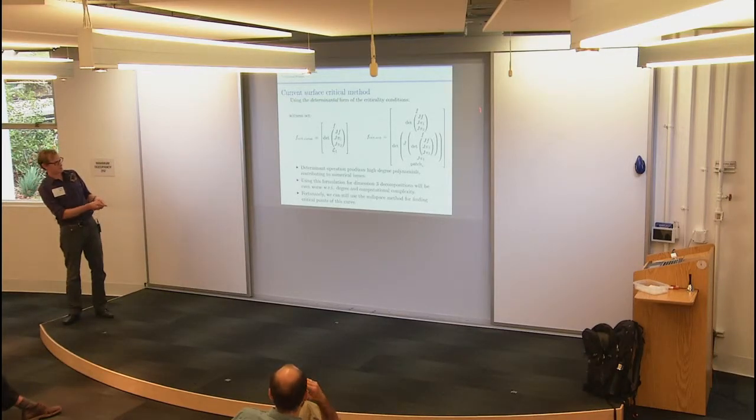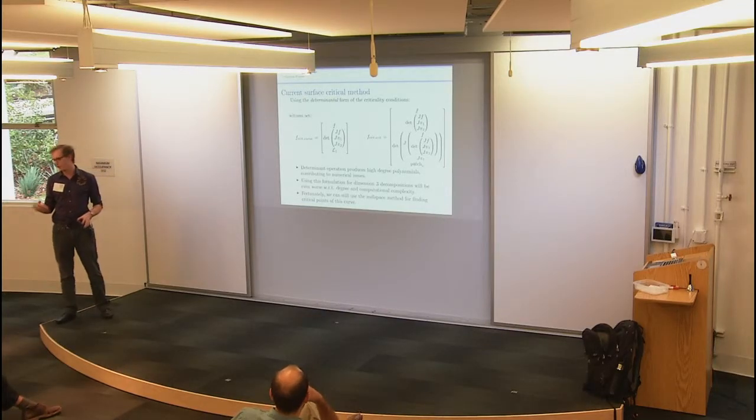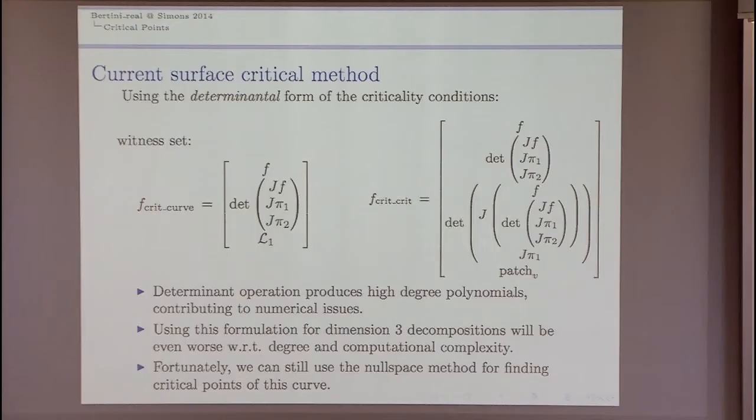So this equation right here, to me, suggests the recursive nature of the algorithm if I wanted to decompose a threefold. And then I would have determinant of Jacobian of determinant of Jacobian of determinant of Jacobian, which I don't think my computer is up to solving. So we're going to have to find some tricks to get around this nested det-Jac condition.